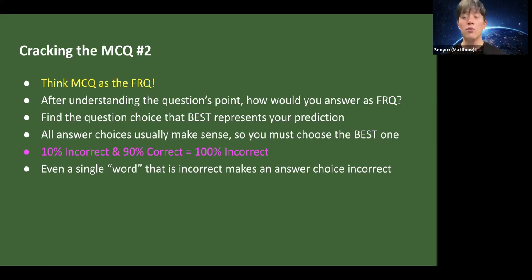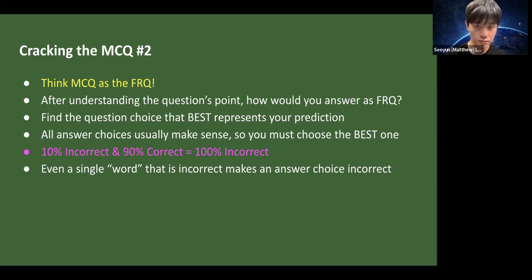One difficult part of the AP Biology exam is that all answer choices usually make sense. They're not wrong, they somehow make sense, but you should choose the best one. Very similar to the SAT, where they all technically make sense, but there's always that best answer, right? That's why you should always think of the MCQ as the FRQ. By thoroughly understanding the question's point, by analyzing the stimulus and the question itself, you should have a strong sense of what answer choice best suits the question.